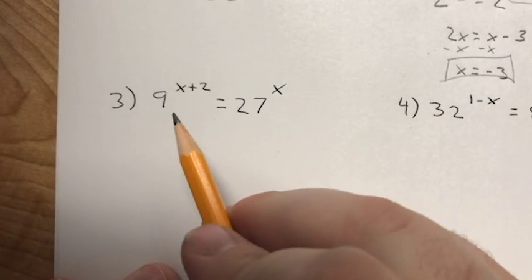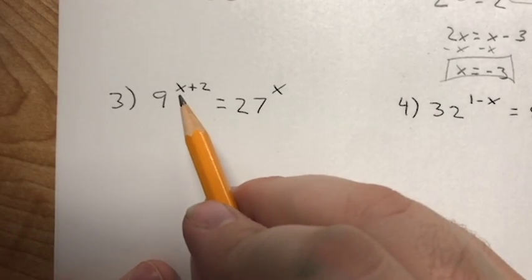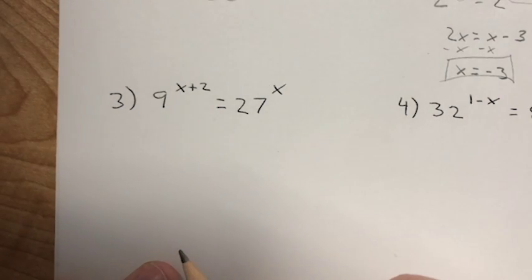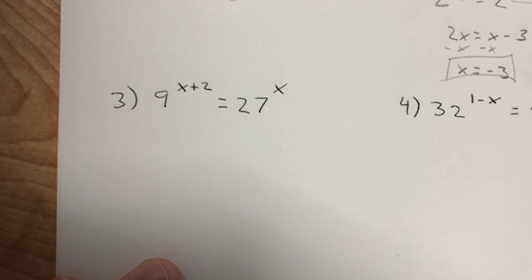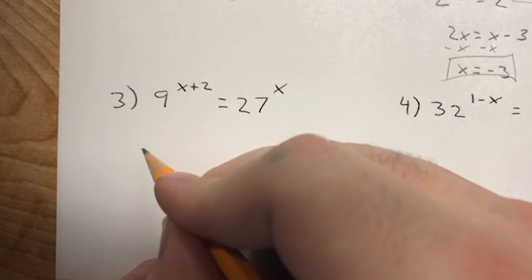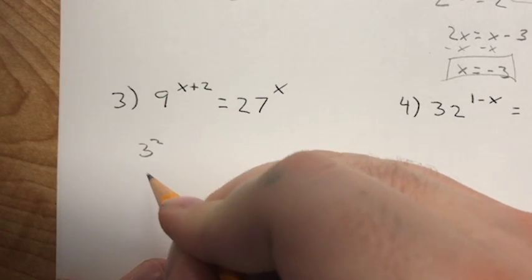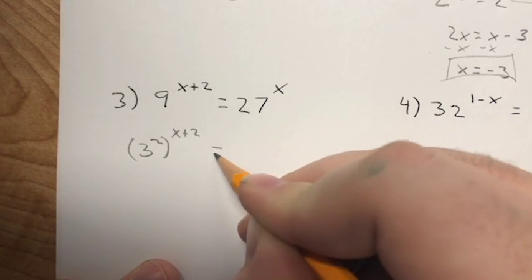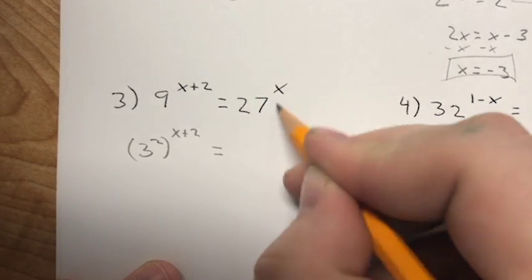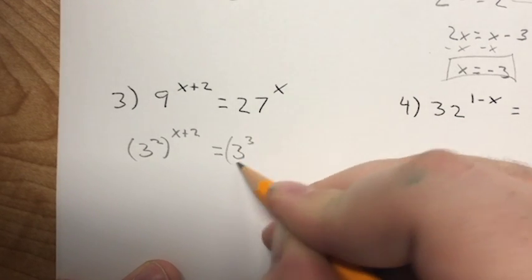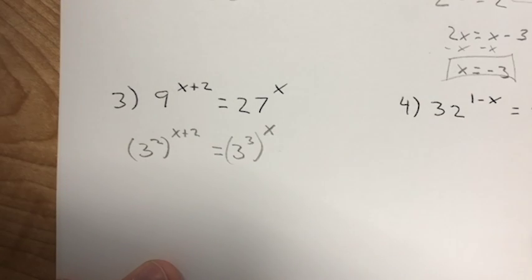Same concept. I have a 9 being raised to the x plus 2 power, and I have a 27 being raised to the x power. So what can I get these both set to? Well, I know for a fact that I can write this as 3 squared. So I can say 3 squared to the x plus 2 power is equal to, and I can set this with a base of 3 by saying 3 to the third power raised to the x.